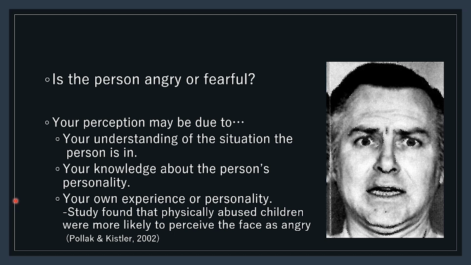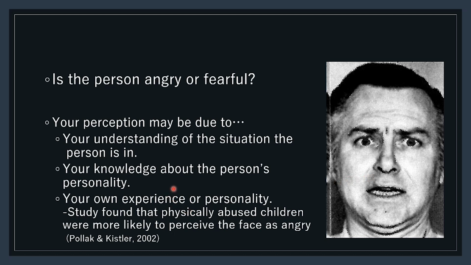So maybe your understanding of the situation the person is in have caused you to perceive the person as either angry or fearful. You may have seen the person insulting someone, or you may have seen the person being insulted by somebody else. And that could lead to different perceptions of this emotion, of the facial expression.